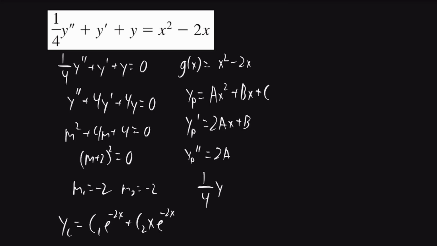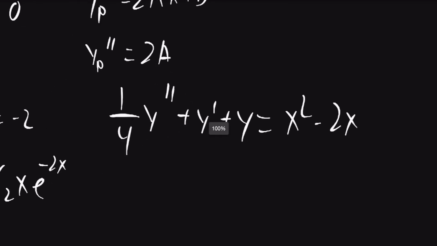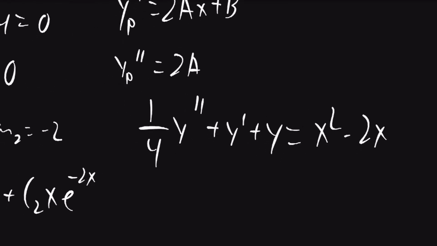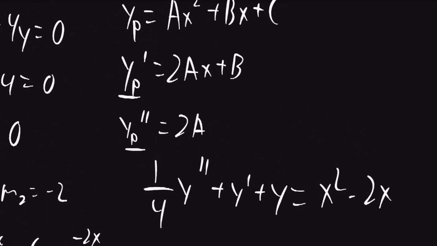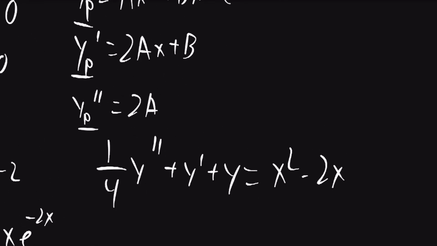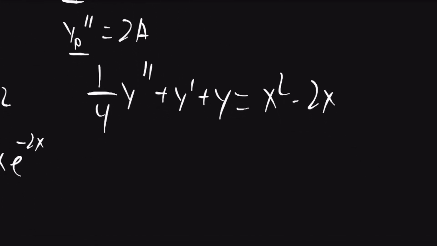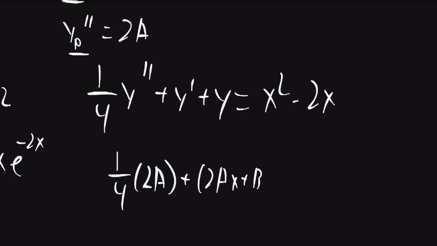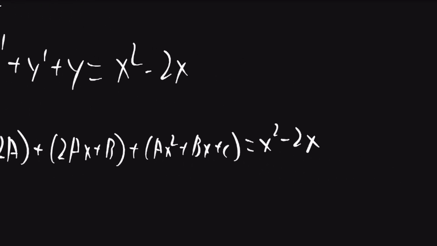You can plug this back into the original differential equation. We had 1/4 times y double prime plus y prime plus y is equal to x squared minus 2x. Because yp is a solution, we can plug the yp double prime, yp prime, and yp into this differential equation here. We'll have 1/4 times 2a plus 2ax plus b plus ax squared plus bx plus c is equal to x squared minus 2x.